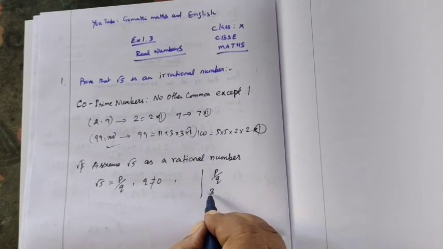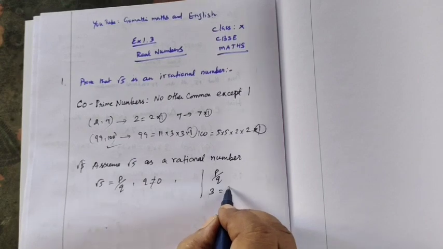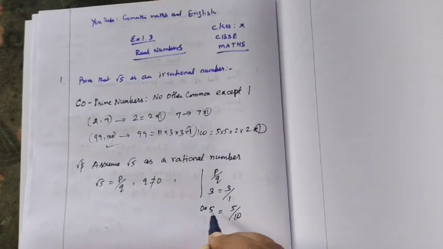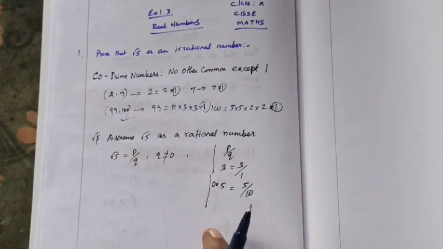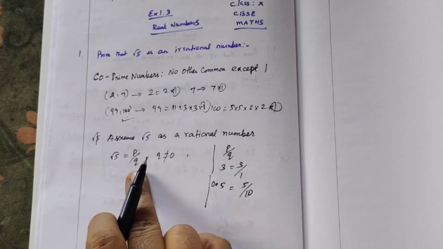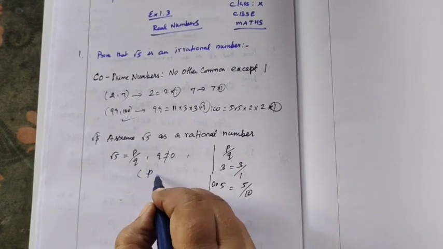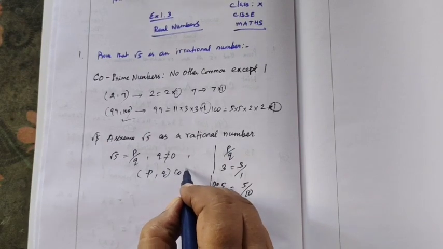For instance, 3 is a rational number, this can be written as 3 by 1. 0.5 is a rational number, this can be written as 5 by 10, etc. So a rational number can be written in the form P by Q, provided the condition is P, Q co-prime.